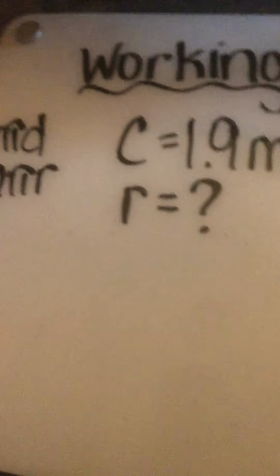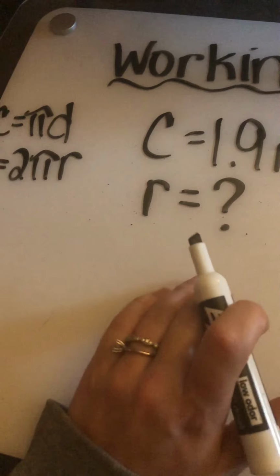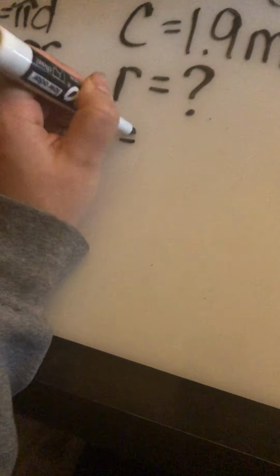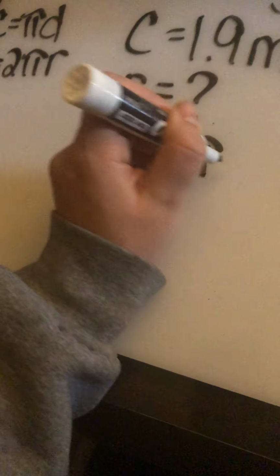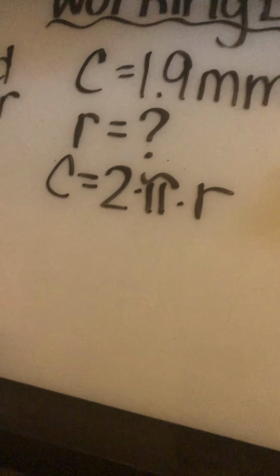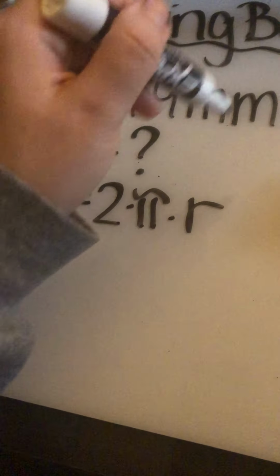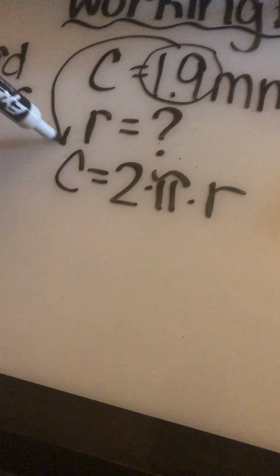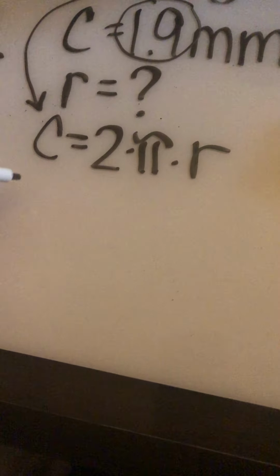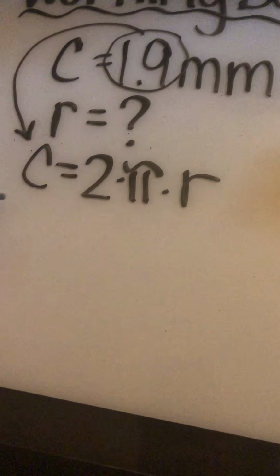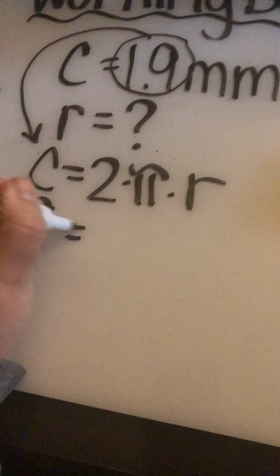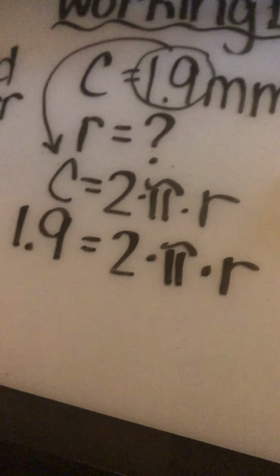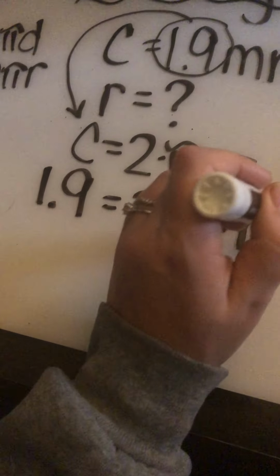Okay, so if you want to use the other formula, since now we're finding a radius, right? This formula has radius involved. We would write C equals 2 times pi times r, okay? And I'm going to do the same thing, and I'm going to plug in C since I already know it. I'm going to plug in C right here. So instead of it being C equals 2 pi r, it's now going to be 1.9 equals 2 times pi times r. Okay, so again, my goal is to isolate r.